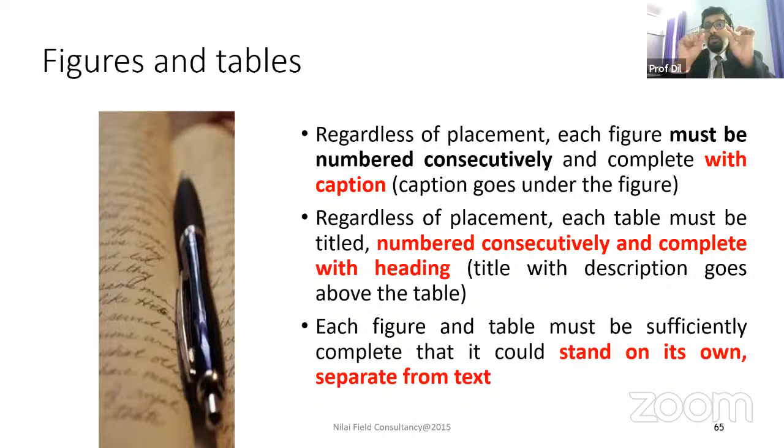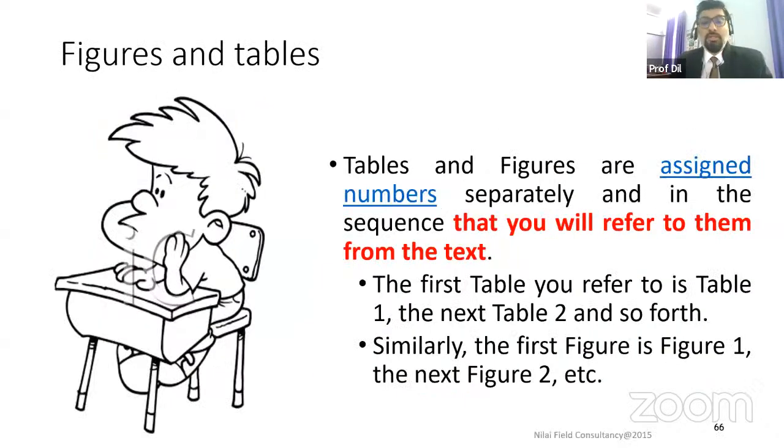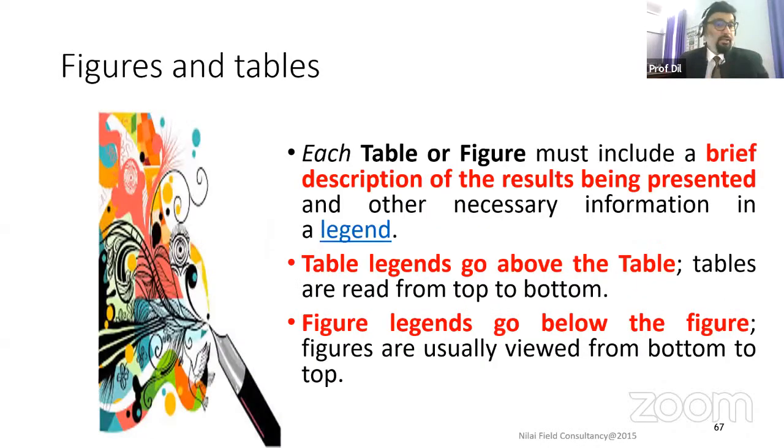If it is a table, Table number 1, full stop, then the title should be there. Everything. Table means above, figure means below. This is exactly the differentiation between these two. So don't put any title for the figure above. Tables and figures are assigned numbers. The first table you refer to is Table 1, Table 2, Figure 1, Figure 2, and likewise, that you can clearly explain.